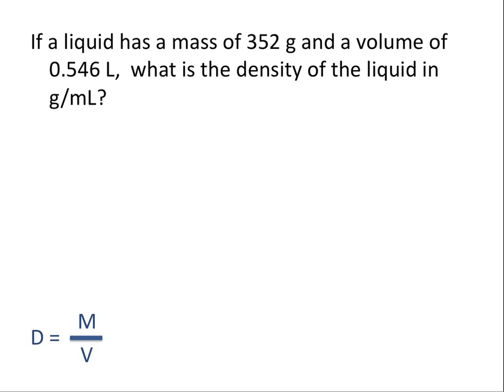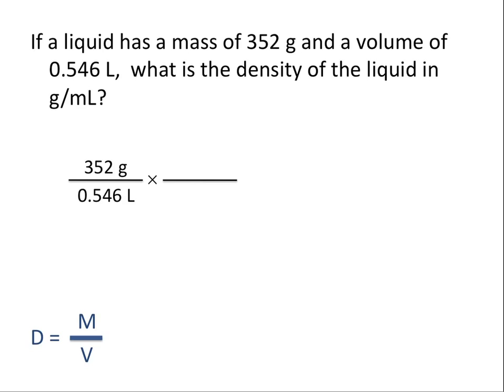We know that the density equals the mass divided by the volume. And so we'll put our mass on top, which is 352 grams, divided by our volume, which is 0.546 liters. But the question asks, what is the density of the liquid in grams per milliliter? So we know that we need to change the volume on the bottom from liters to milliliters, and we can do this using dimensional analysis.